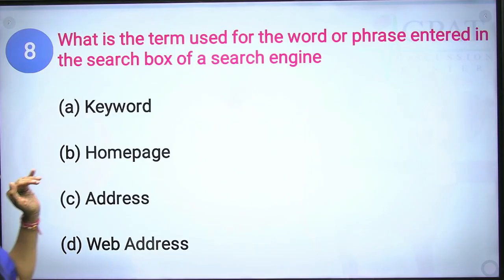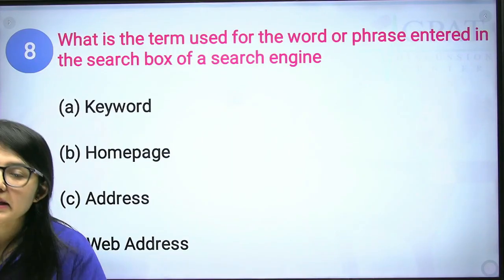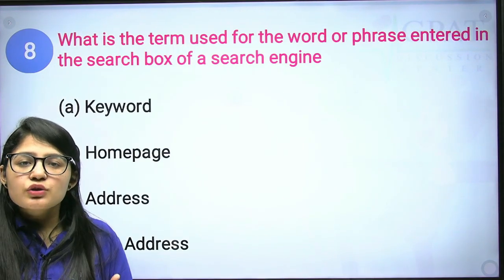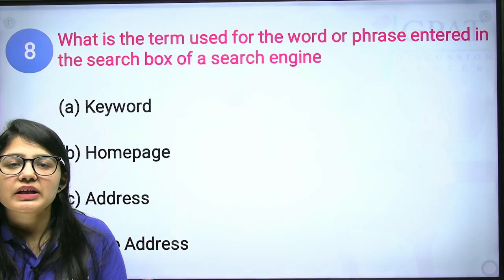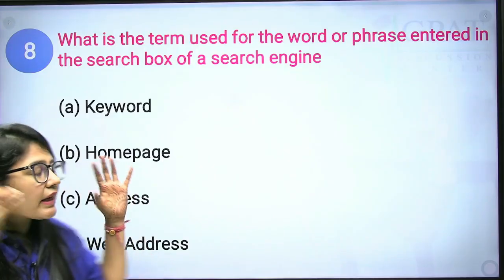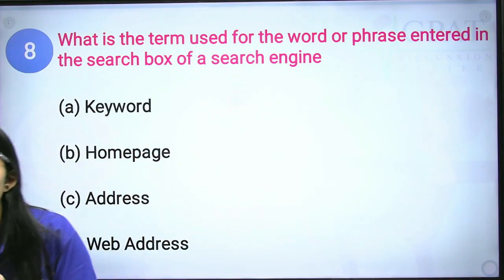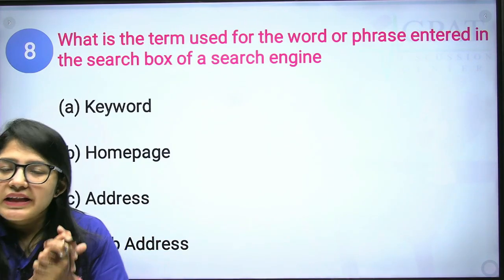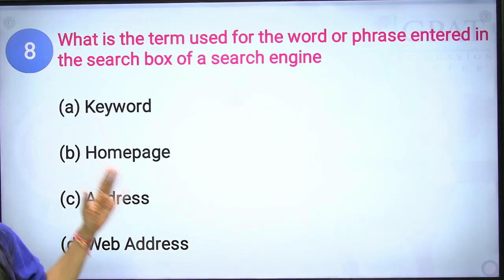So first we have the keyword. What is a keyword? We always say you need to type a keyword while searching anything on Telegram. While searching, you need to give a keyword to ChatGPT so that it can understand what we are asking, what command we are giving. So the keyword is the term or phrase which should be given to the search box of Google or Bing, so that they can understand our command and give an output. Clear? Next we have the home page.